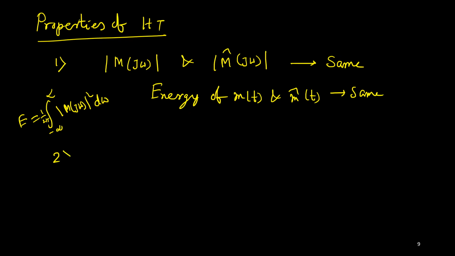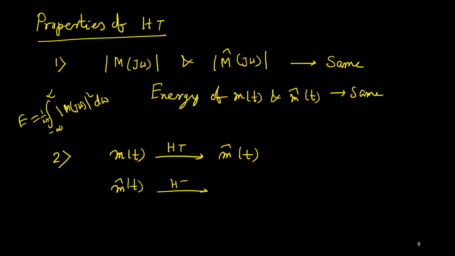And second, suppose if I take the Hilbert transform of m(t), then I will get m hat(t), right? Now if I start with m hat(t), then again if I take the Hilbert transform, what will we get? You see here the phase shift is minus 90 degrees. So here you will get a phase shift of minus 90, again minus 90, minus 180 degrees. So minus 180 phase shift means a minus sign is multiplied. So you will get minus m(t).